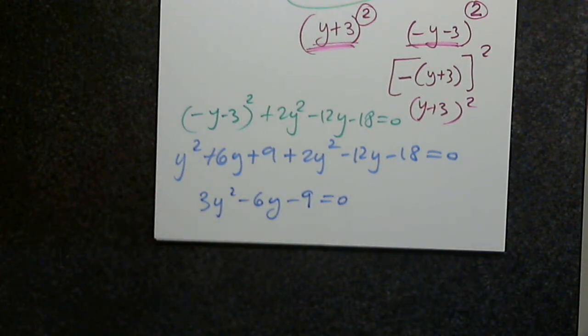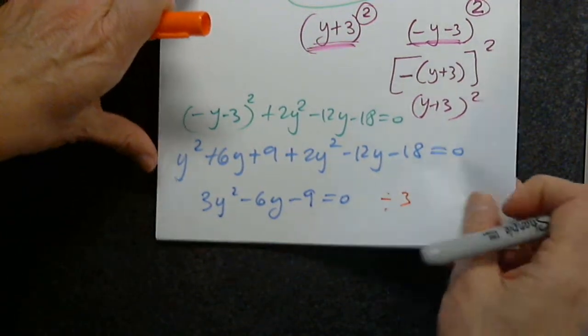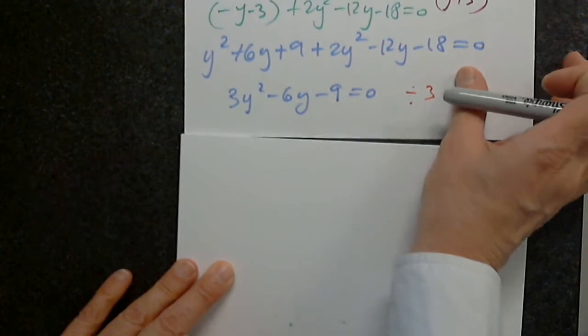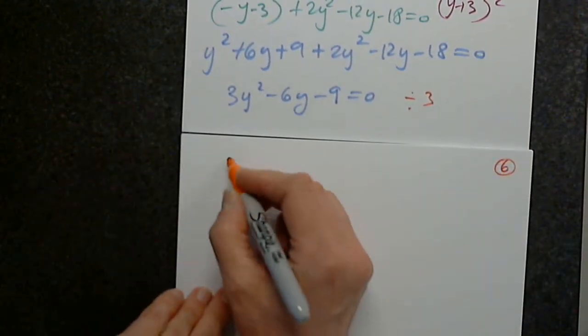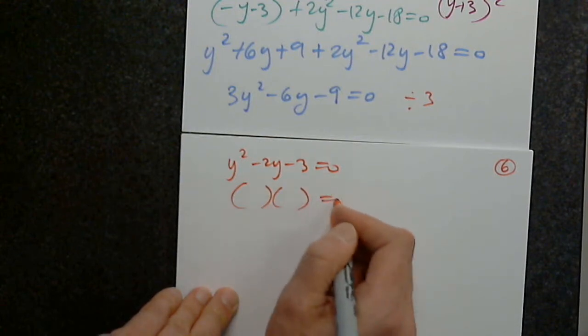In the back of my mind is always clean it up, clean it up, clean it up. So can I clean it up? You can divide by 3. Of course, thank you, Priscilla. I will definitely divide by 3, make my life easier. So this is y squared minus 2y minus 3, and I'm hoping this factors.